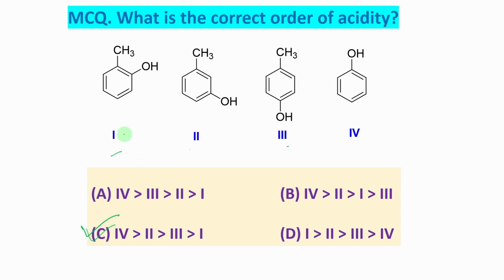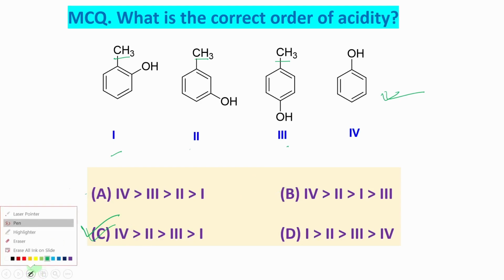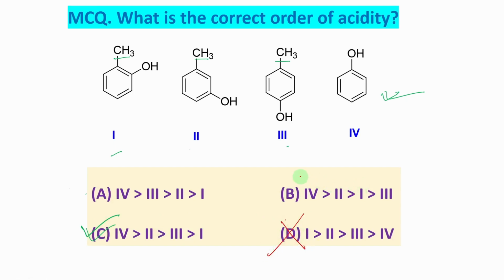Now we understand. But if you do not know the exact thing, how can you find out the right answer in this situation in the exam hall? For that purpose, student, there is a strategy called process of elimination. Let's utilize it here. So who should be maximum acidic? Since methyl is an electron donating group, compared to this, phenol will be maximum acidic. So option 4 will be on top. So options A, B and C remain, and D will automatically go. So now there are 3 options.